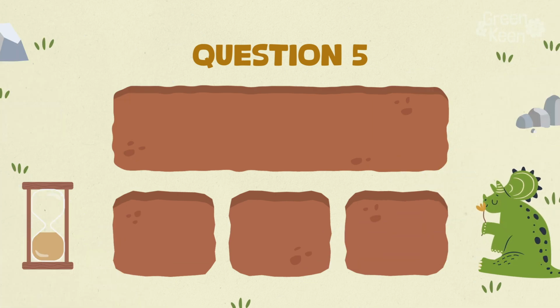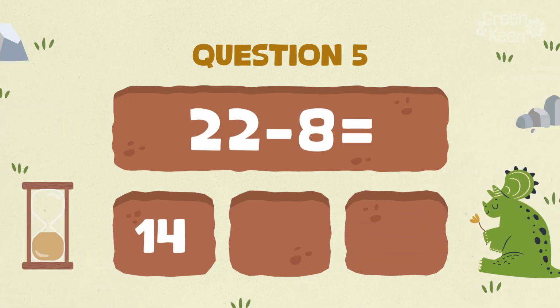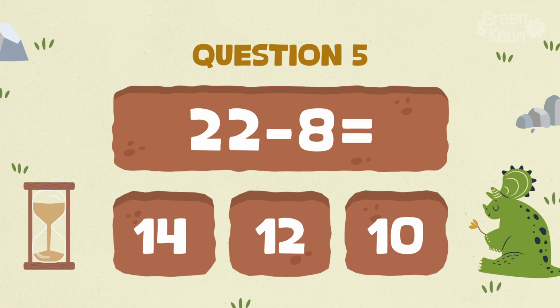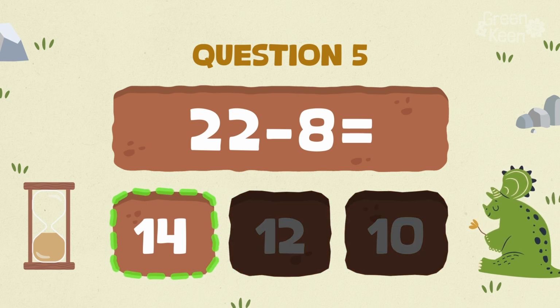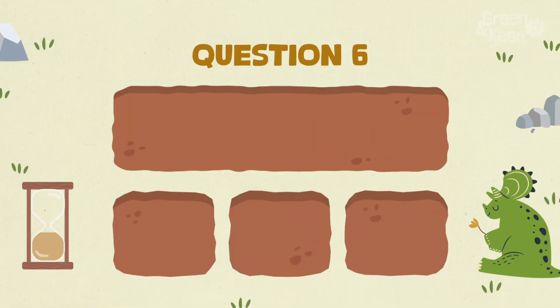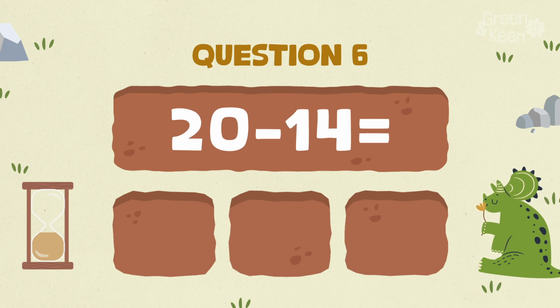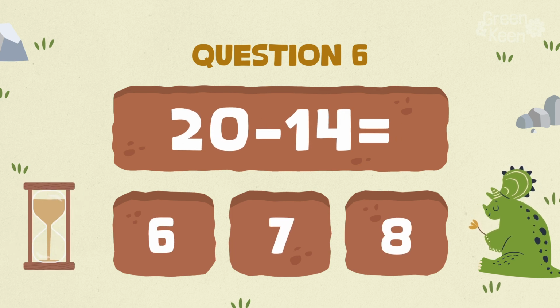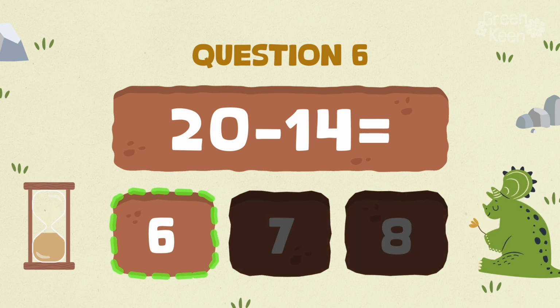Question number 5. 22 minus 8 equals... The answer is 14. Question number 6. 20 minus 14 equals... The answer is 6.